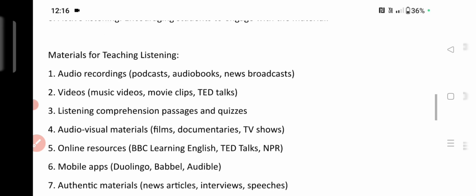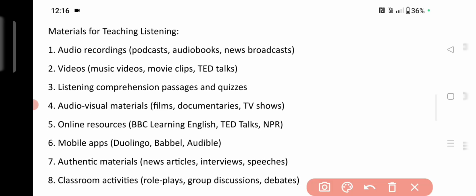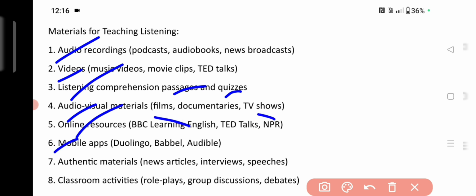So materials for teaching listening: there are many materials like audio recordings, videos, listening comprehension passages and quizzes, and audio visual materials, films, TV shows, online resources like BBC Learning English, TED Talks and everything, mobile apps also. Nowadays Duolingo is very much preferred by the audience and society.